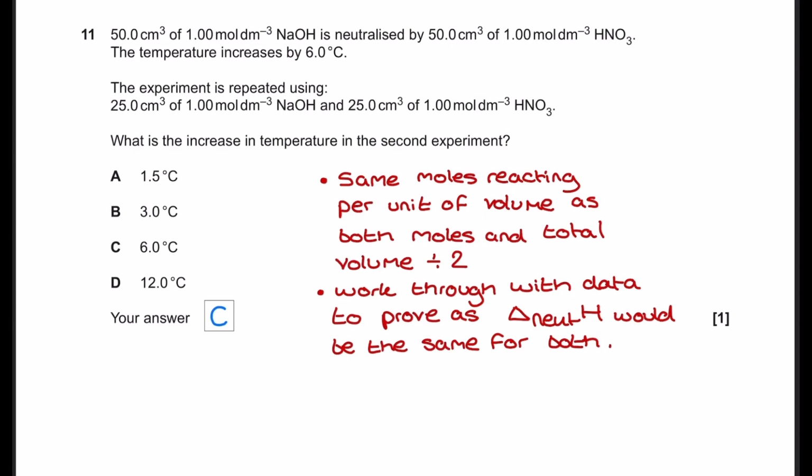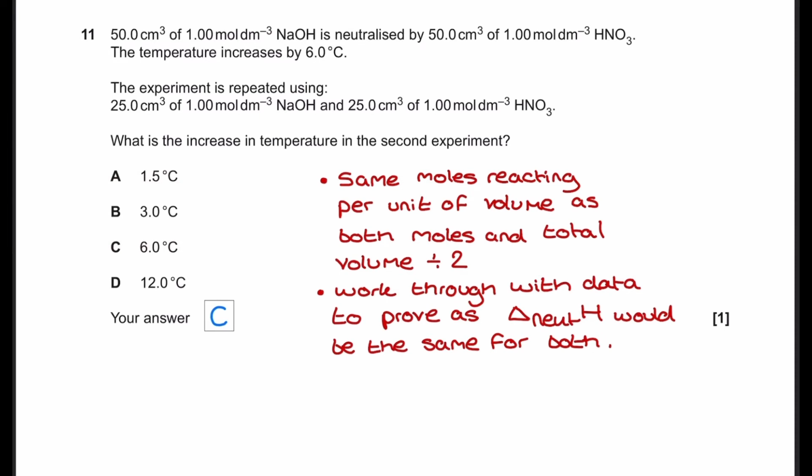We've got 50 centimeters cubed of 1 mole per decimeter cubed sodium hydroxide and 50 centimeters cubed of 1 mole per decimeter cubed nitric acid being reacted together in a calorimeter, and the temperature increases by 6 degrees C. The experiment is then repeated, but the volumes of the two solutions are halved, and we're asked what the increase in temperature is for the second experiment. Well, this one has been quite confusing for lots of students historically, because the correct answer is C, it would be the same, with the obvious red herring here being B, the idea of it halving.